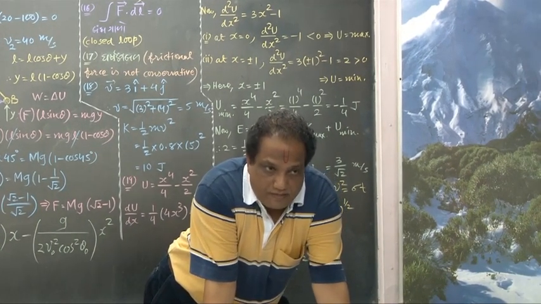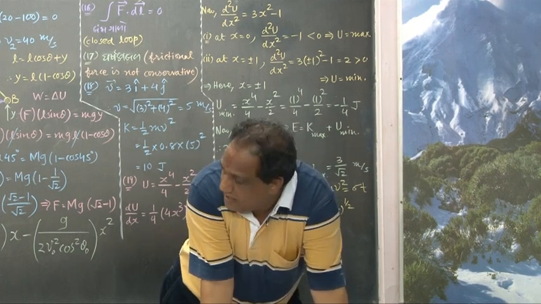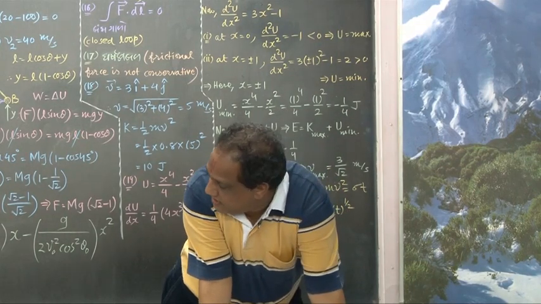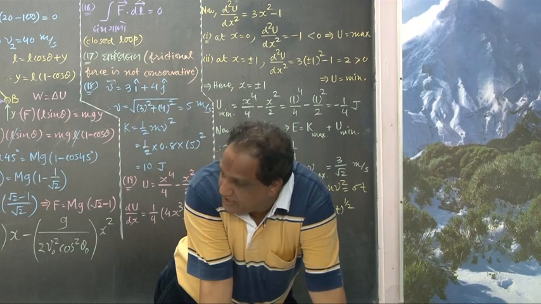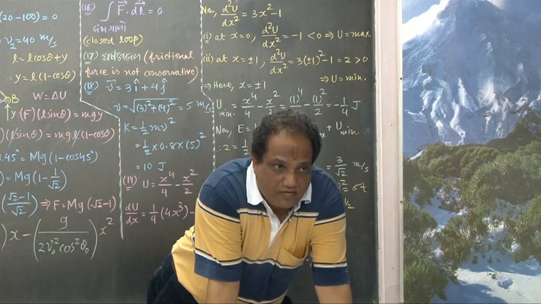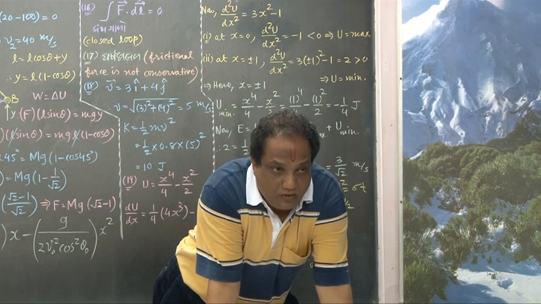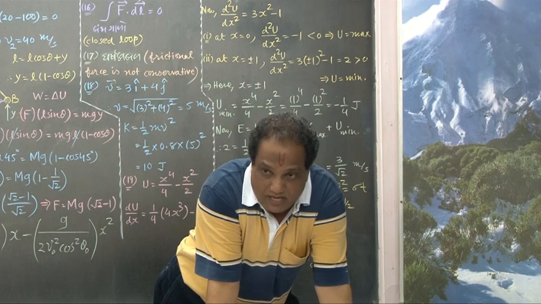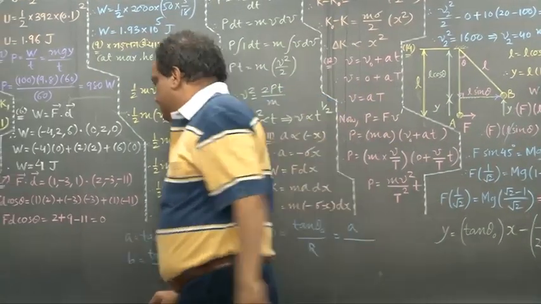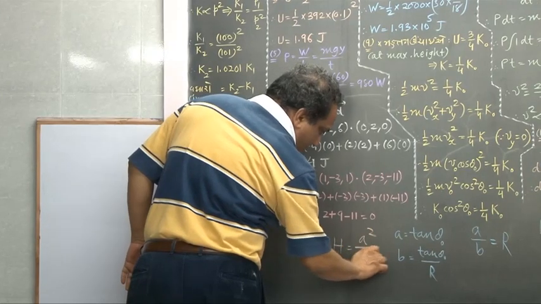Have you done a square? a square is tan square theta 0 upon 4 into b. b is how much? Tan theta 0 upon R. Correct? So have you got it? Equal to capital H. What is the capital H formula? V0 square sin square theta 0 upon 2g. Are you getting the formula? So another formula of capital H in terms of a and b. Remember it is a square upon 4b.